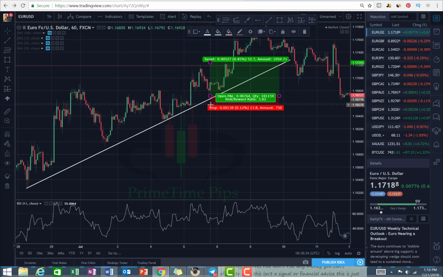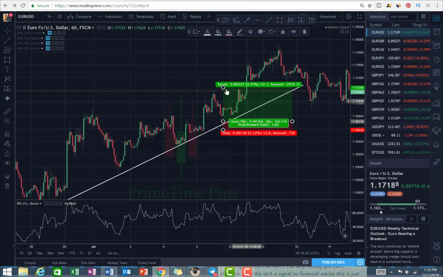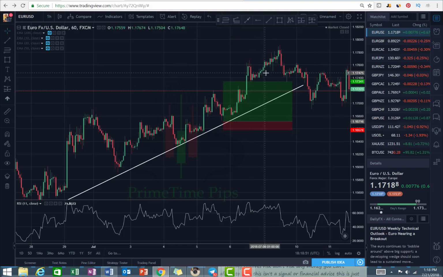Probably would have went a little lower. That's a 13 pip risk for it making a new high. So obviously, me personally, just knowing what I know, I would have definitely had this thing making a new high, possibly around this region here. I probably wouldn't even have went all the way up there.